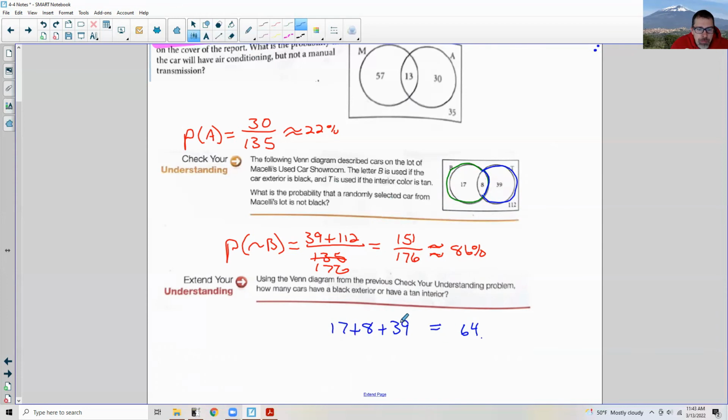Okay, so I should read my problem. I did go back and read it more clearly. How many cars have a black exterior or a tan interior? And it's 17 plus 8 plus 39, which is 64 cars.